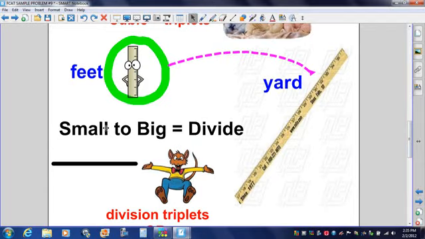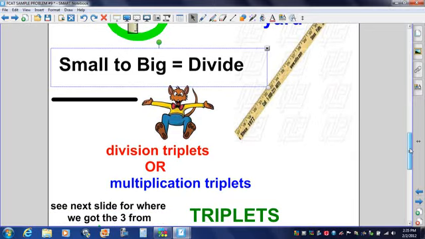So, remember, small to big, you're going to divide. Small to big, you're going to divide. How can you remember that in the FCAT?